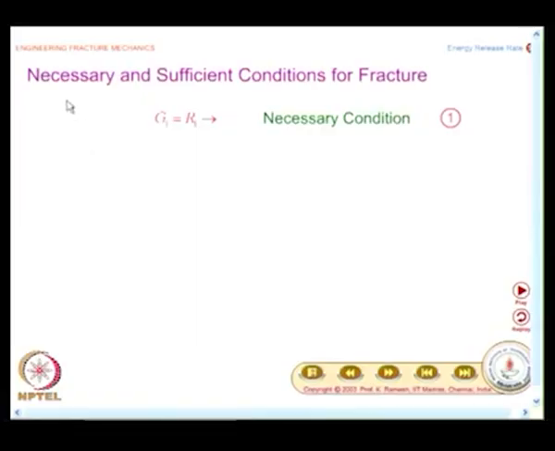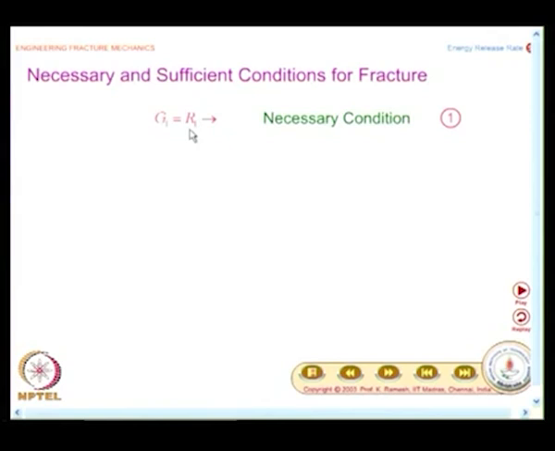Now, we look at the utility of Griffith's analysis and we raise the question, what are the necessary and sufficient conditions for fracture? We have all along developed what is energy release rate, and we have also said there is resistance inherent in the material, and the point of instability occurs when this energy release rate is equal to resistance. This equation is written for mode 1 as G1 equal to R1. You could write similar ones for other modes of loading as well.